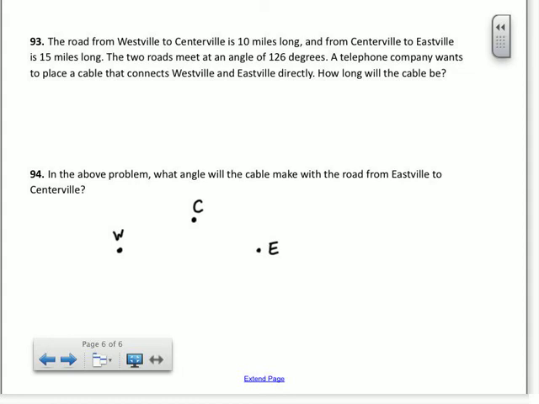Okay, so the road from Westville to Centerville is 10 miles long. And Centerville to Eastville is 15. And it says the two roads meet at an angle of 126 degrees. So I made it a nice obtuse angle. The telephone company wants to place a cable that connects Westville and Eastville directly. So this is going to be our cable. How long will that cable be?